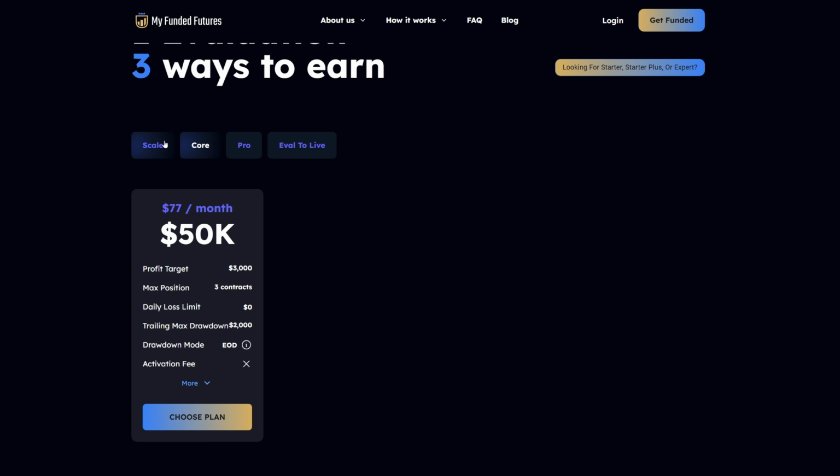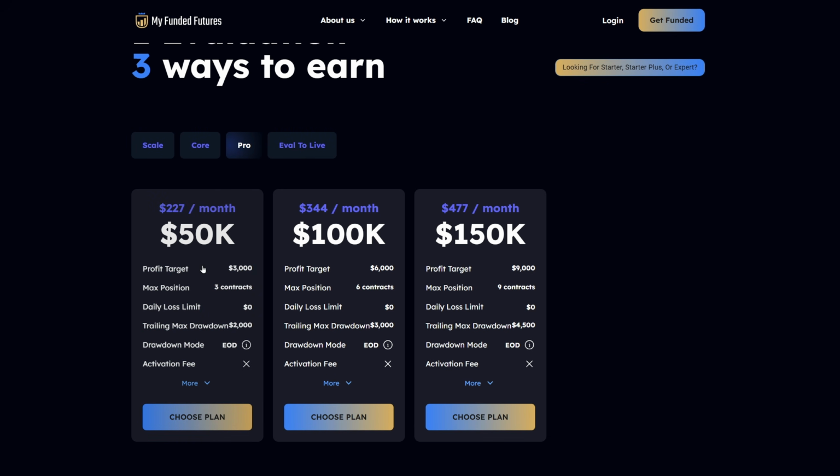but if you notice between the scale, the core, and the pro account, they all now have the same profit target. In the past, My Funded Futures with their different account types had different profit objectives, different drawdown amounts, and it made it a little bit confusing trying to navigate which account. Now, in a future video, I'm actually going to show you what the main difference is of all 3 of these accounts that you really need to pay attention to.